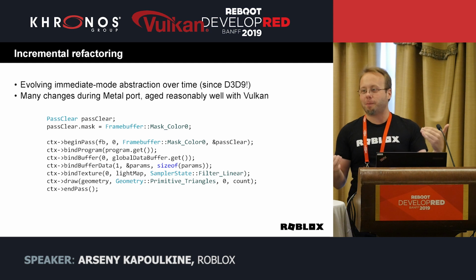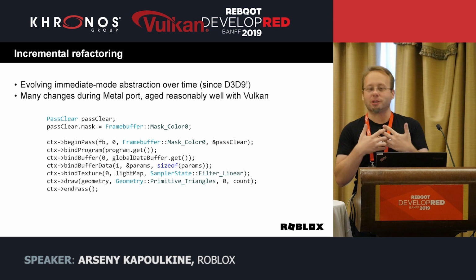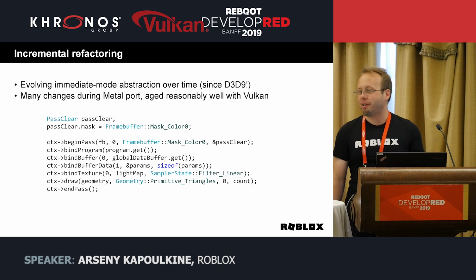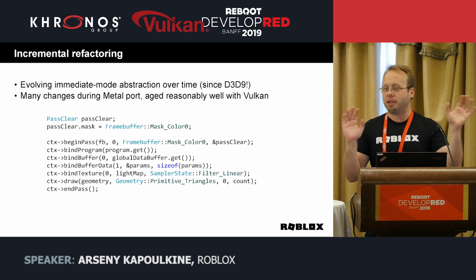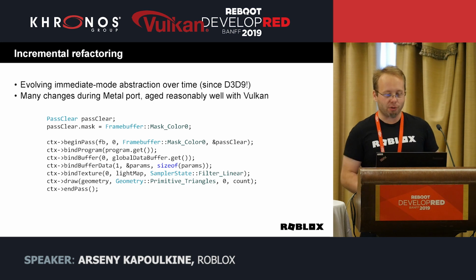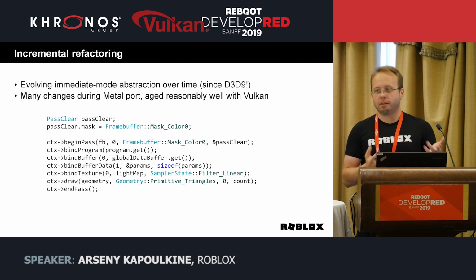The reason why sampler state is bound to the texture is because in D3D9 and in OpenGL, these concepts are tightly linked together, so this is what we do still. And then you say I want to draw this geometry, it's a bunch of triangles, here's how many, that's it. And then you say I want to end the pass. So we have explicit pass boundaries, but otherwise there's a lot of this immediate mode, I want to bind the texture to slot 0, etc. We did a few changes when porting to Metal for this interface. For example, you see begin pass and end pass. This didn't exist before we ported to Metal, now it does. But when we ported to Vulkan, this interface mostly survived intact.